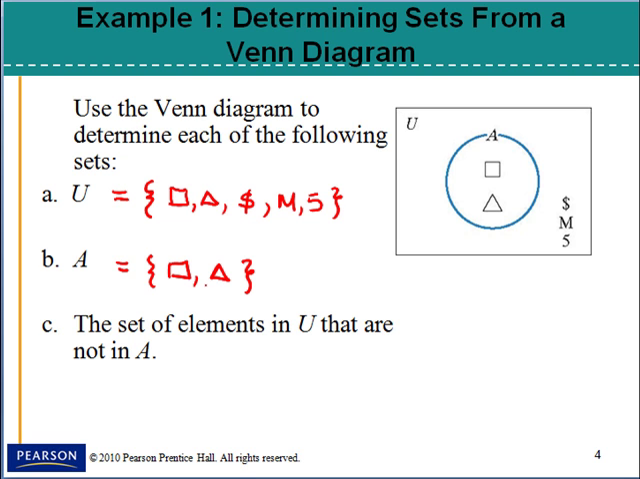If we are looking for the set of elements in U but not in A, that means we look at these three elements. These three elements belong to the set U, but not inside the set A. So our answer will be $, M, phi.